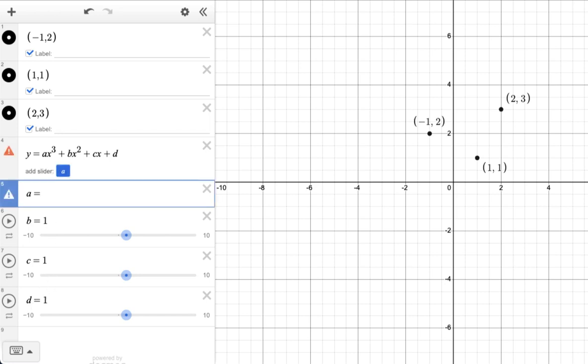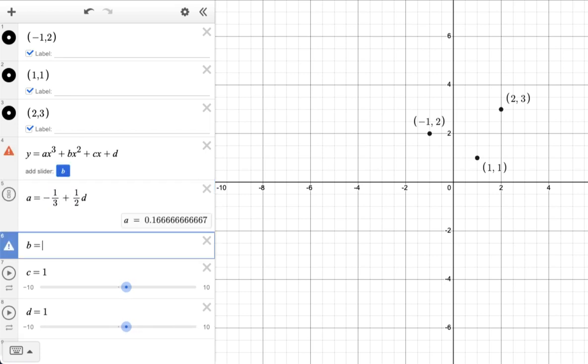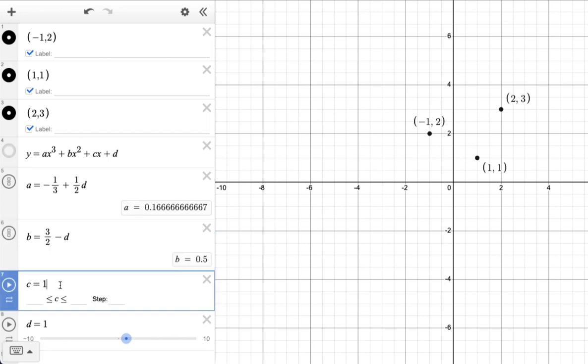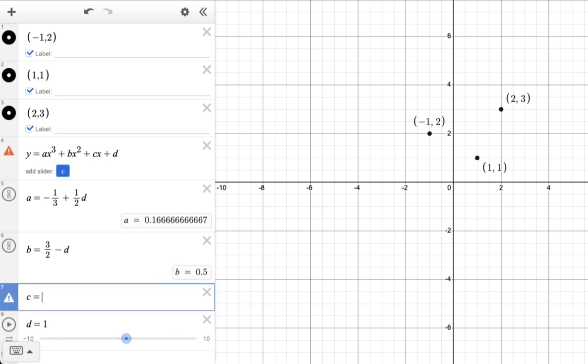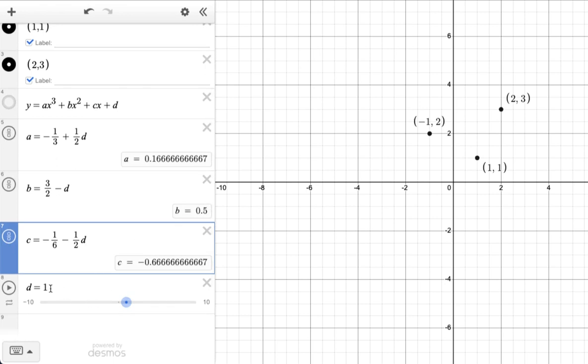So A was equal to negative 1/3 plus 1/2 D. B was 3/2 minus D. And C was negative 1/6 minus 1/2 D. And D is unspecified. We'll leave it as a slider to leave it being a free variable.